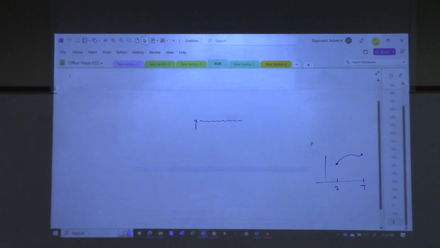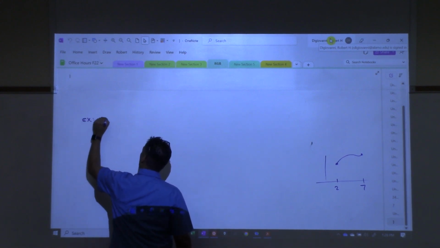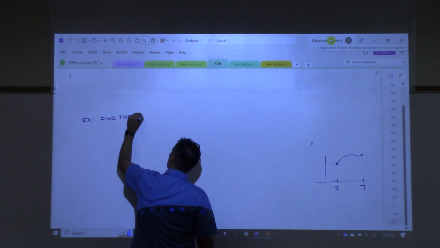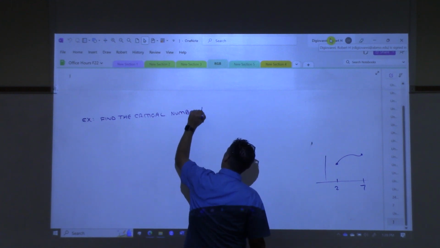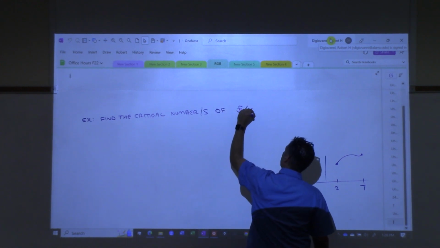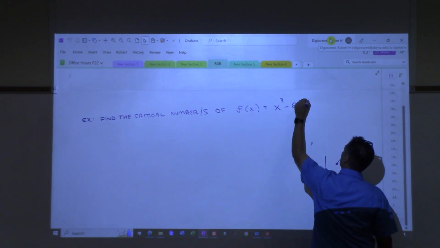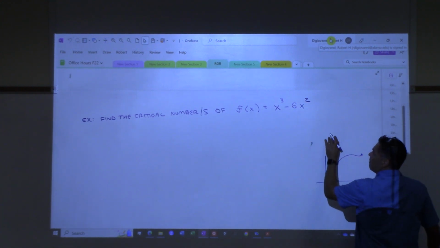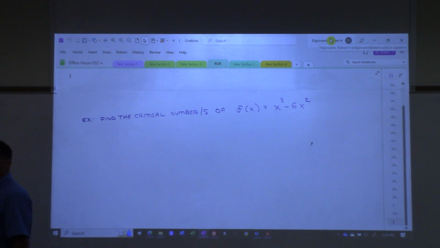Let me do an example. I don't normally do an example right here, but let's go ahead and do it. Let's take, as an example, find the critical number slash numbers, because it could be more than one, of the function f of x. And let's just go simple here. All right, so there we go. I'm trying to find the critical numbers of that function.